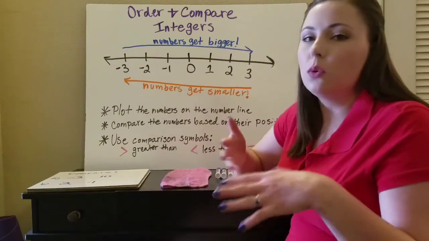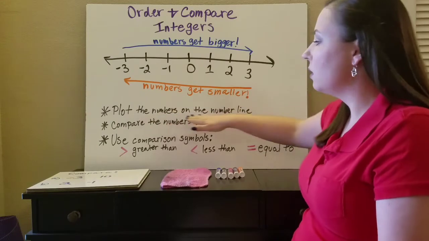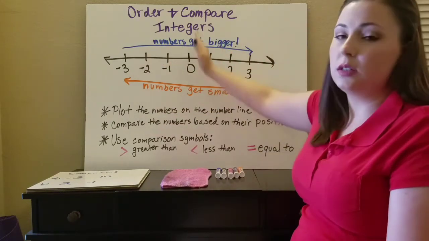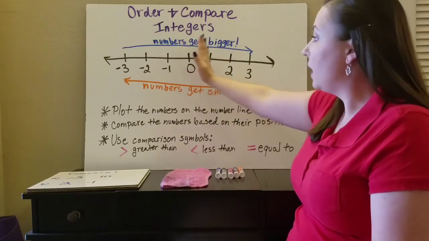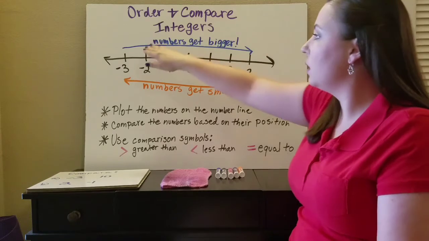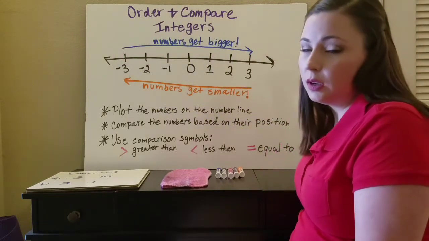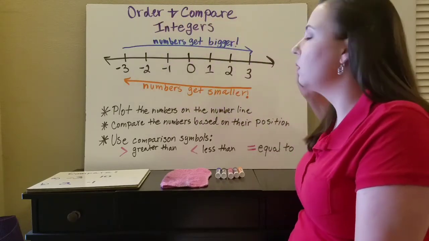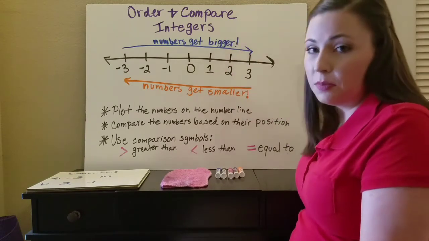So how we order and compare integers is by putting the numbers on our number line. So our number line, we've got it right here. 0 is always going to be in the middle. Then as you go to the right, you are getting bigger. Every time you're moving to the right on the number line, your numbers are getting bigger. They are increasing in value. So 0, 1, 2, 3, and so on. The numbers get bigger that way.